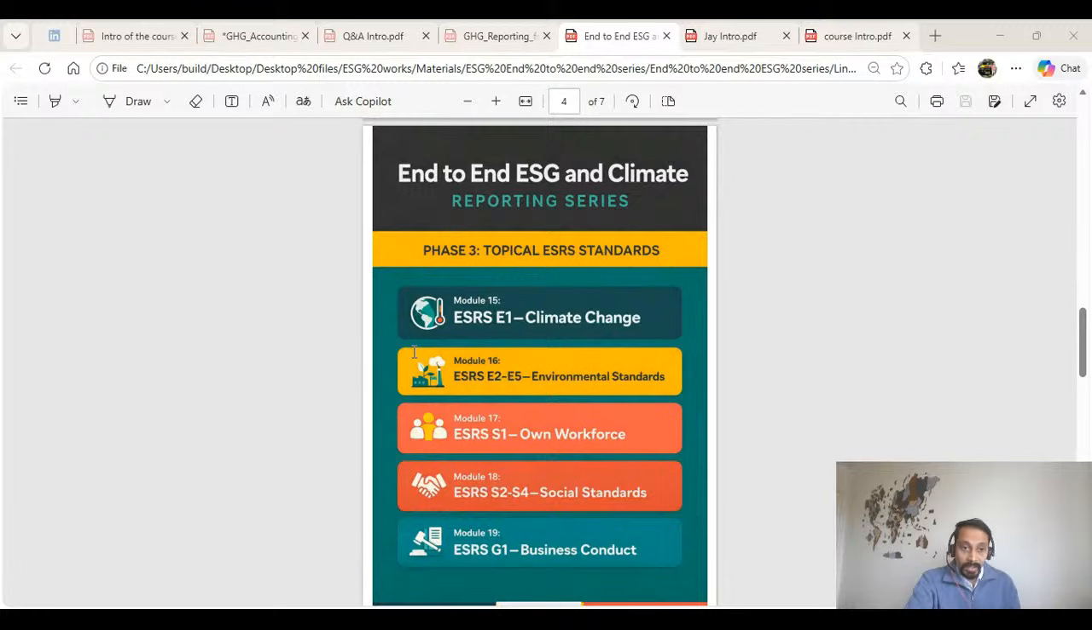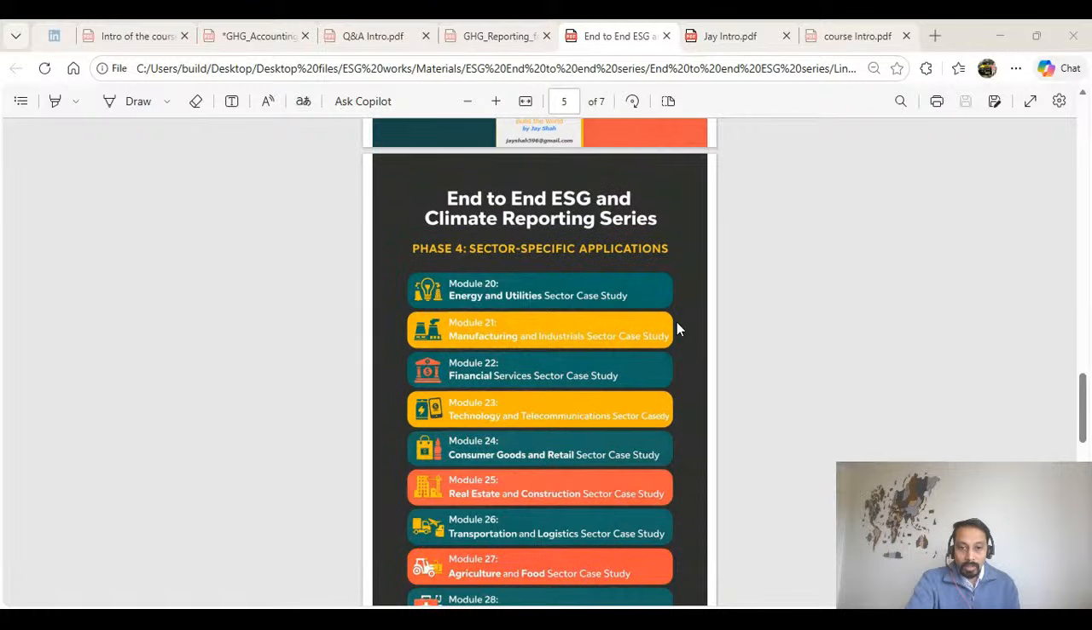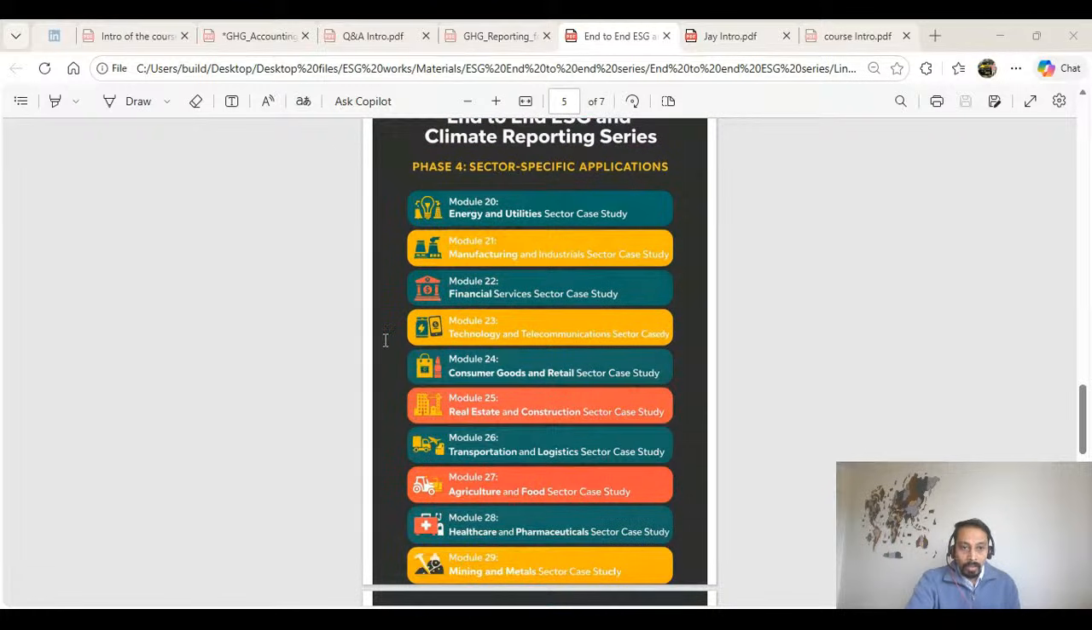Then phase 3 covers ESRS topical standards. In phase one, we already saw all the CSRD and ESRS related material. In phase three, we will see ESRS E1, E2, E3, E4, E5, those topical standards, and this is where you learn exactly what needs to be disclosed by the corporate company. Then phase 4 is about applying this to real industries, whether it's energy, manufacturing, finance, retail, real estate, logistics, agriculture, healthcare, mining, showing how ESG can be reported differently across sectors, including climate reporting as well.